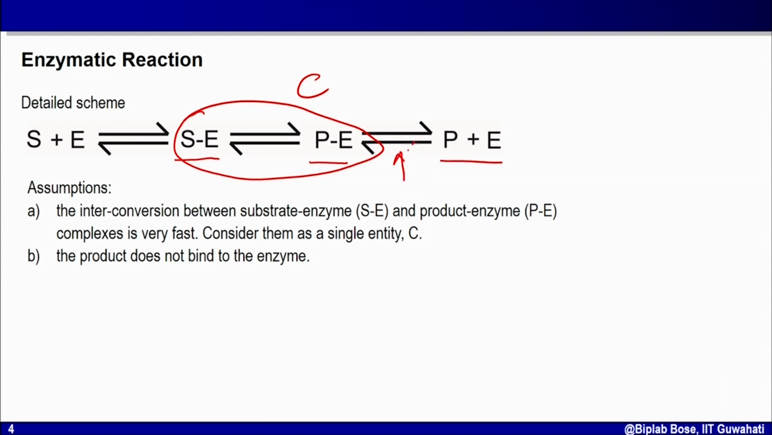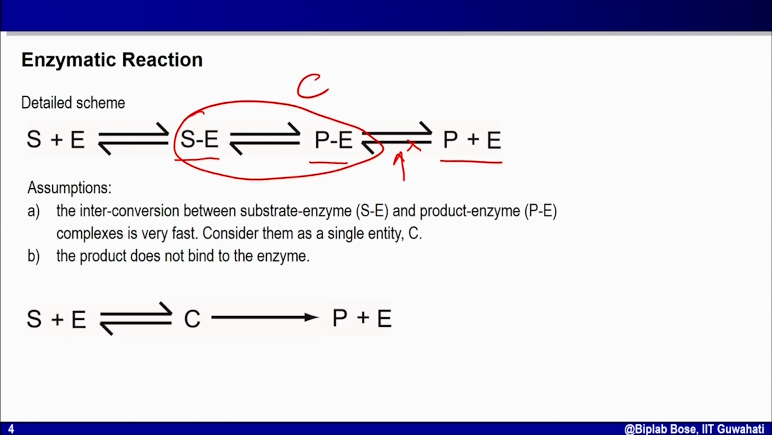I will consider this reverse path not possible, only the forward thing. The product-enzyme complex breaks down into product and enzyme, so the reverse would not happen. And that actually most of the time happens because there is a faster one. So if I make these two assumptions, then I can reduce this system into a simpler structure.